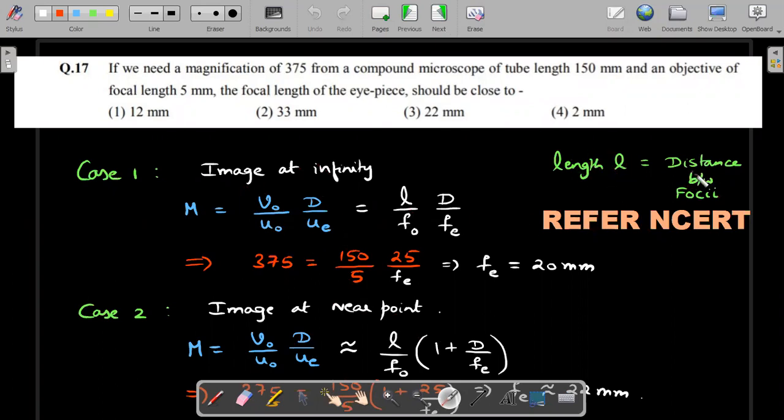Okay, so let's look at first of all what is meant by length L. It is not the distance between the lenses, it's distance between foci. I would strongly recommend you to go through, one page is there in NCERT on compound microscope where he describes this L with proper diagrams. Please do refer to it.